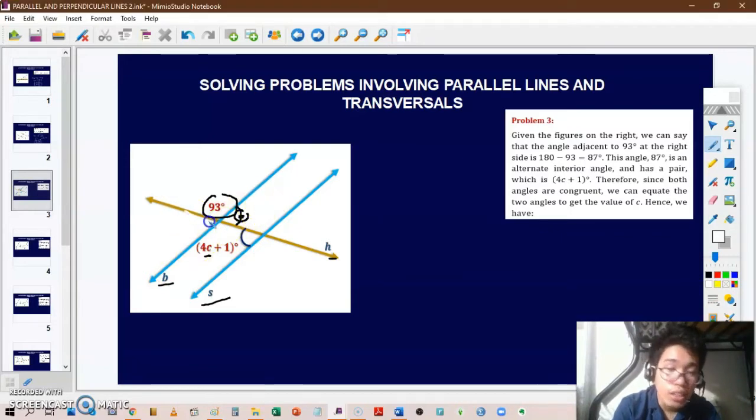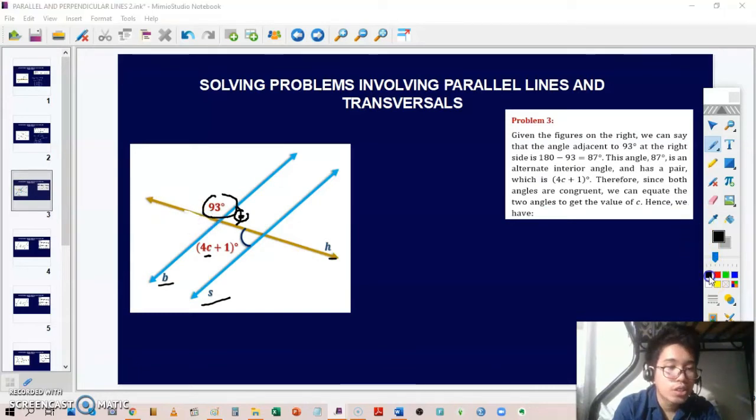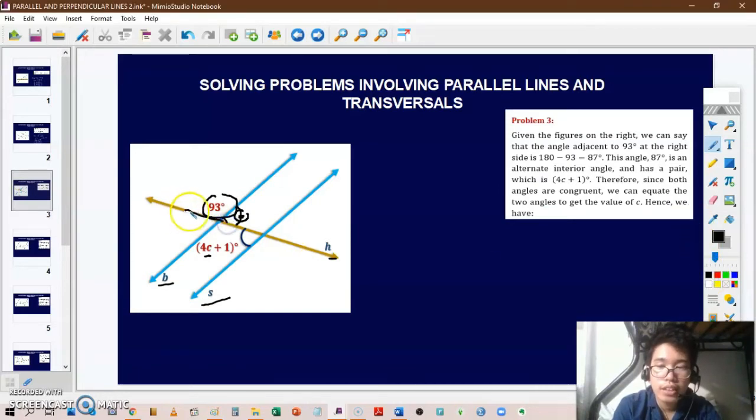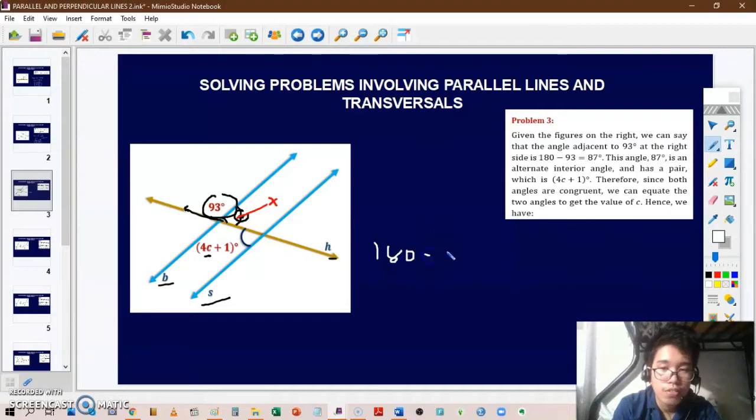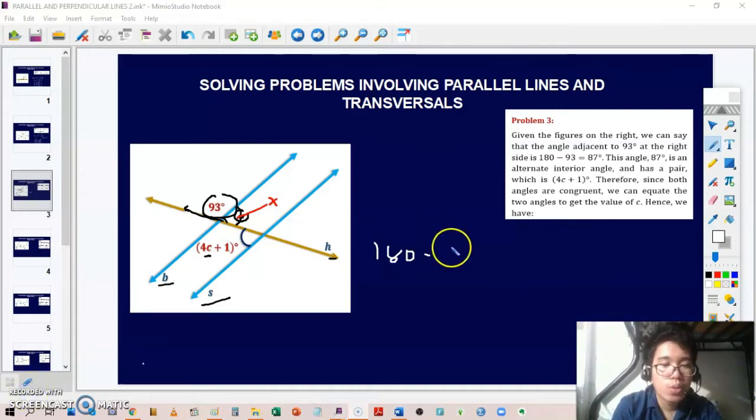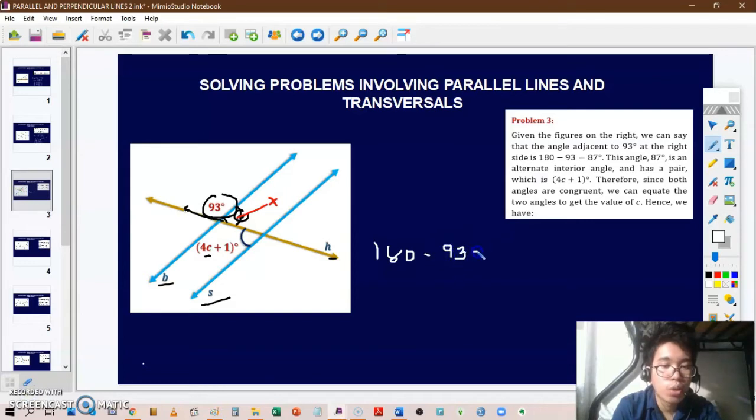Since this is a straight line, we can essentially get the value of this angle by equating it to 180 degrees, since the measurement of a line is 180 degrees. So let's call this angle, the one that's adjacent to 93 degrees, X. So 180 minus 93 degrees is equal to X.